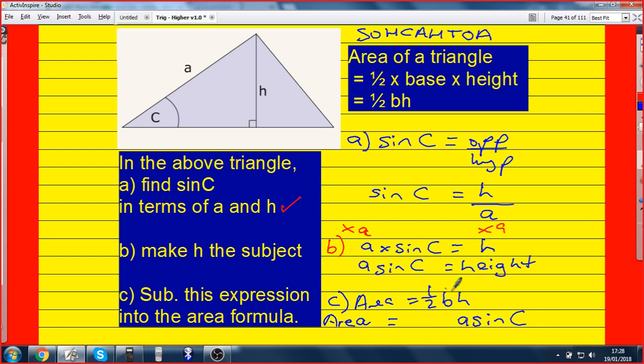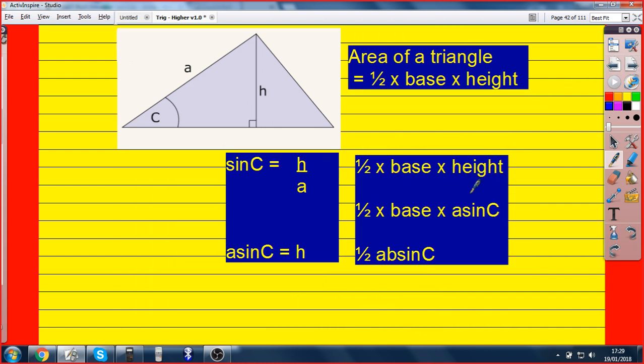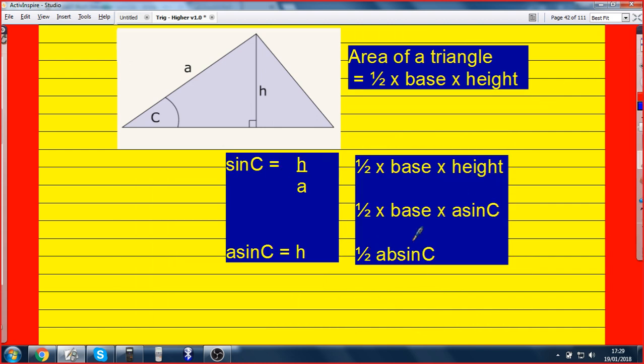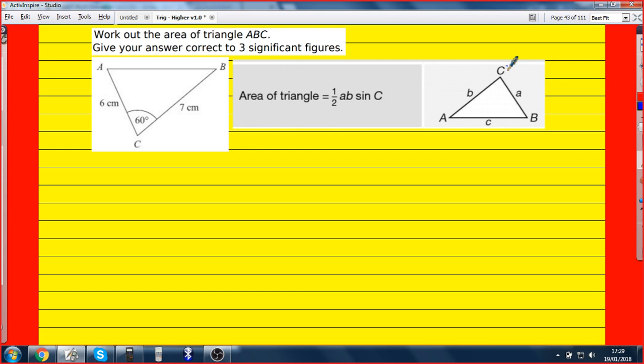So it's basically instead of H, we're replacing with A sine C. So instead of a half BH, it's a half B A sine C. And so that's a different way of writing the formula for the area of a triangle. So they put it into alphabetical order, a half AB sine C. And it's used to find the area of a triangle when you don't know its height.